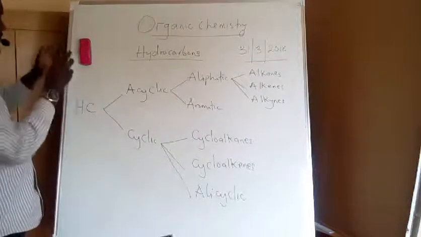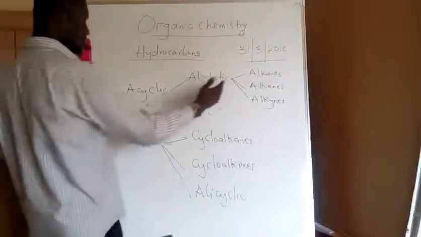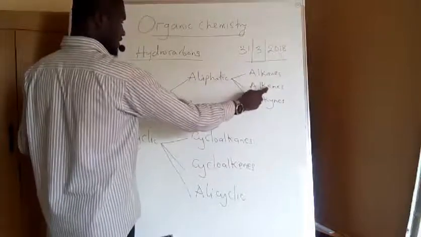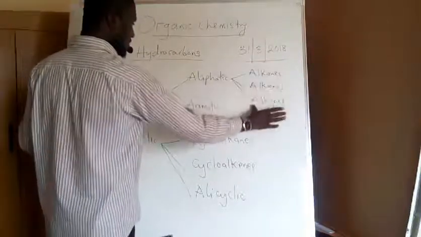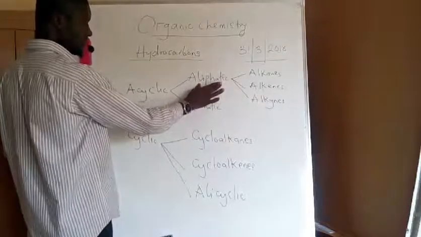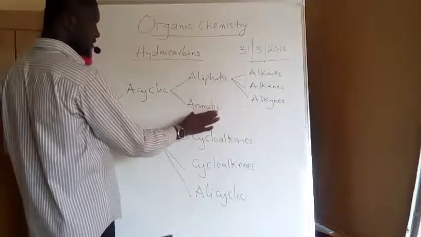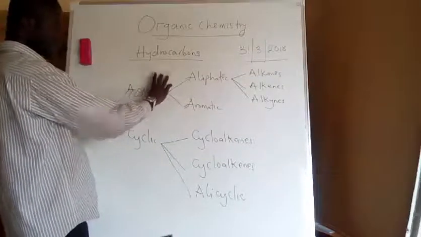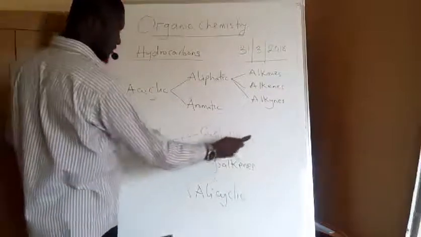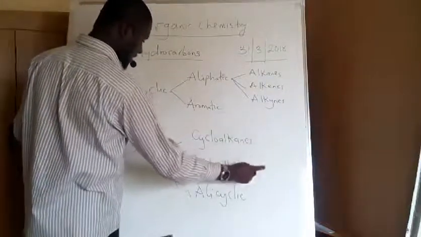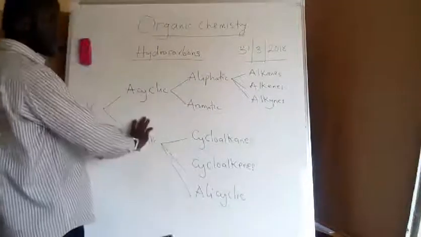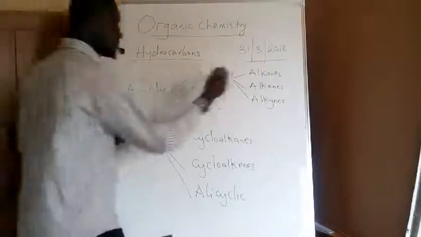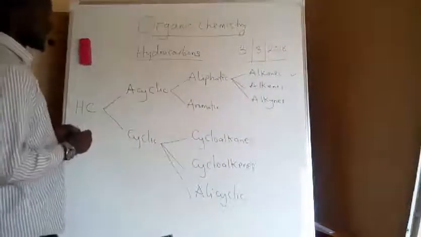Now, for me to understand the whole of this topic, I need to know the individual classifications here. We need to know what are alkanes, alkenes, and alkynes. If we are able to know these three, then we are done with aliphatic hydrocarbons. Then if we discuss aromatic, we can say we are done with acyclic hydrocarbons. While in this part, we need to discuss cycloalkanes, cycloalkenes, and alicyclic compounds. Then we are done with cyclic hydrocarbons. So let's take them one after the other. We begin with the first one, which is alkanes.